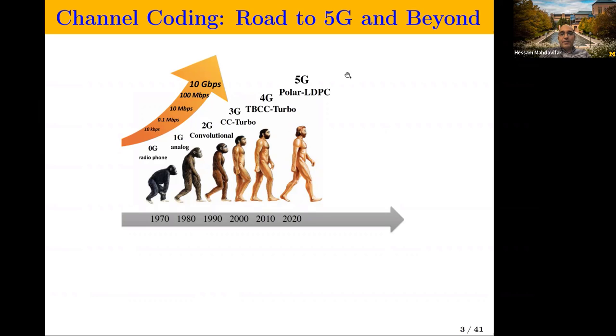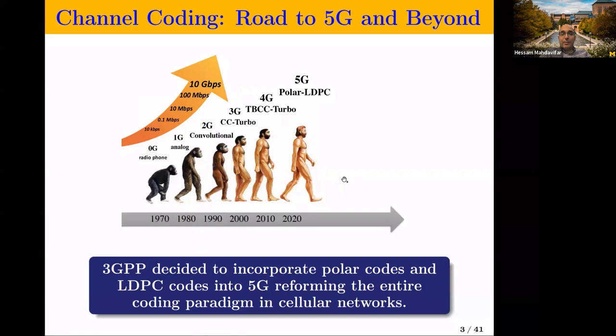But all of a sudden in 5G, which is being unveiled these days, we had an entire paradigm shift in channel coding. Polar codes are replacing convolutional codes for the control channel, and LDPC codes are replacing turbo codes for the data channel, and all these advancements contribute to orders of magnitude increase in data rates. The standards body, 3GPP, decided to incorporate polar and LDPC codes into 5G. This is basically reforming channel coding in cellular networks. One question is, if 5G is already like an evolved human being, 6G would probably be something like an alien. We still don't know what that is, but we have nine more years to figure that out.